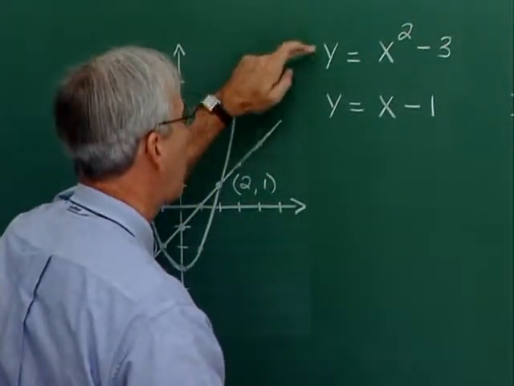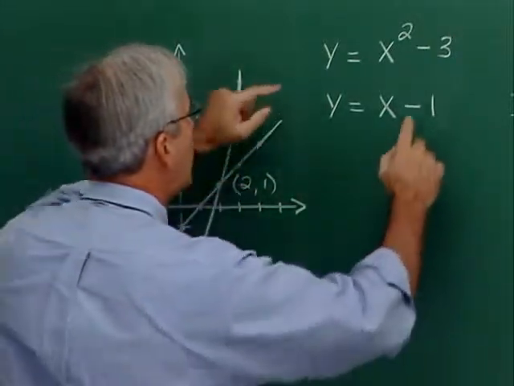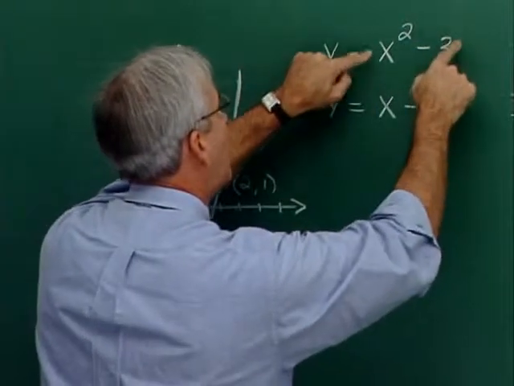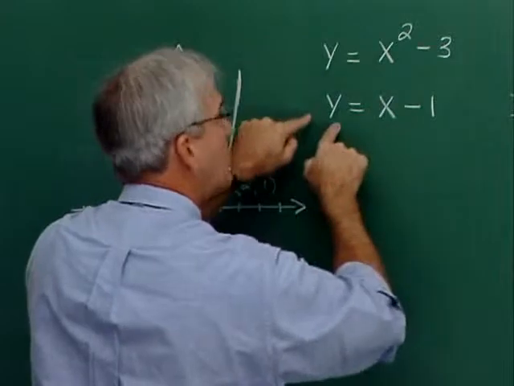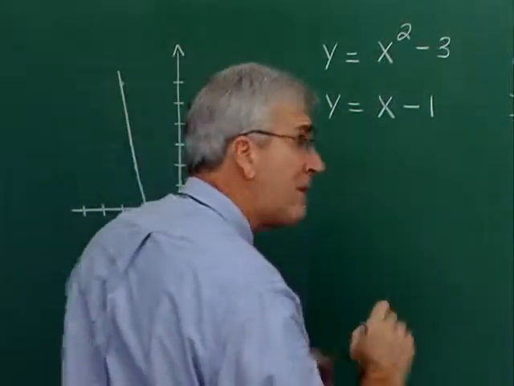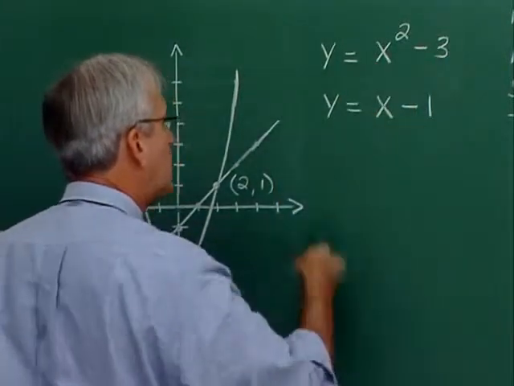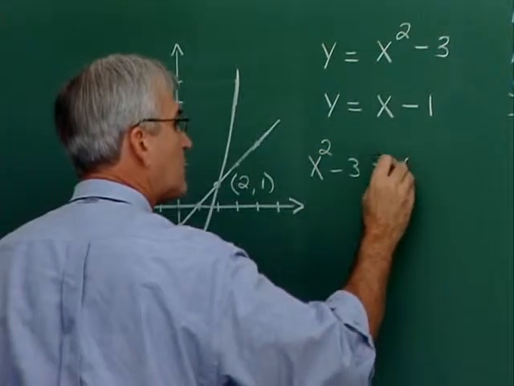Well, both of these equations are solved for y. That is, they're written in the form y equals. So the substitution idea is particularly easy. If we just take this expression for that y and replace the y in this equation with that expression, then we will find the value of x that will be the intersection point. Here's what I mean. I'm replacing this y with this, and so I've got x squared minus 3 equals x minus 1.